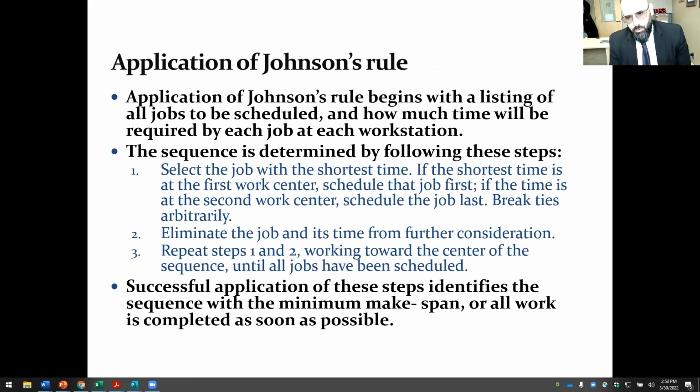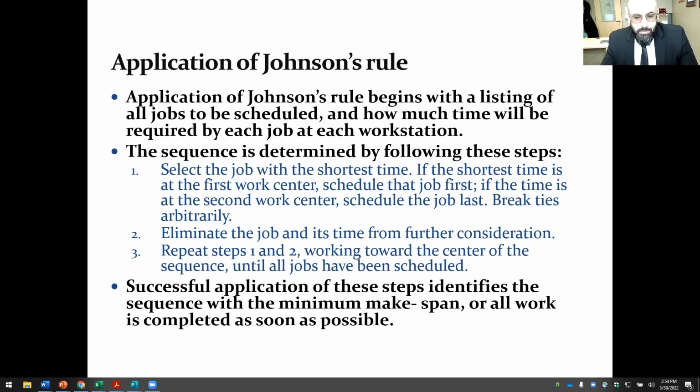The application of Johnson's rule begins with listing all jobs to be scheduled and how much time will be required for each job at each workstation. Then we determine the sequence. Select the job with the shortest time. This is the first step: look for the shortest time and select that job. If the shortest time is at the first work center, schedule that job first. If the time is at the second work center, schedule it last.